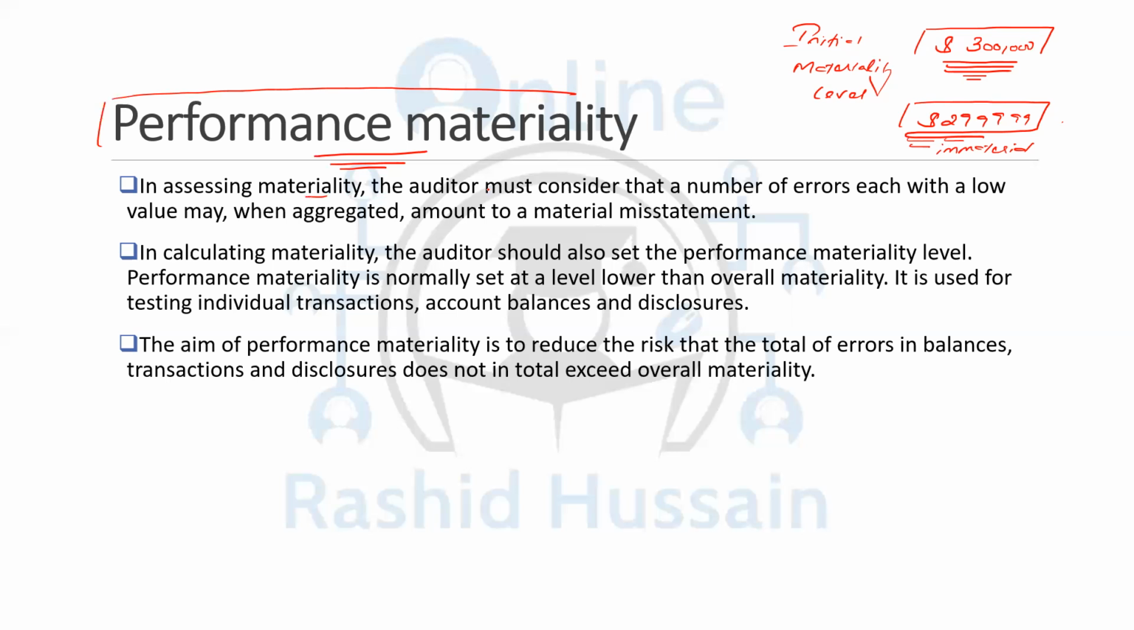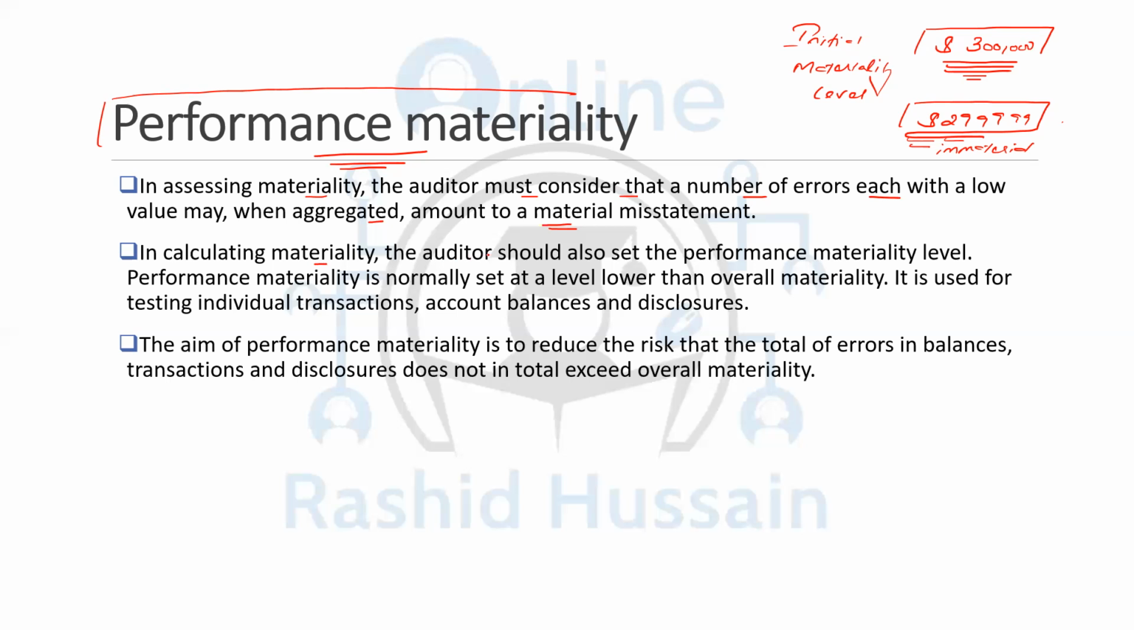In assessing materiality, the auditor must consider that the number of errors, each with a low value, may, when aggregated, amount to a material misstatement. Individually, some balances may not be material, but when they're aggregated, they may become a material misstatement. So in order to detect those misstatements, which are not material individually, but they are material in aggregation, the auditor reduces the overall materiality level, and that concept is known as the performance materiality.